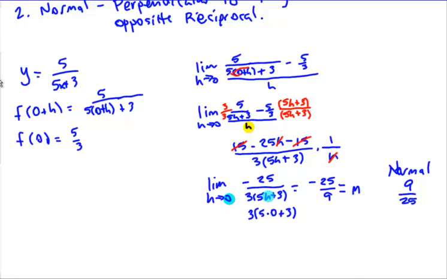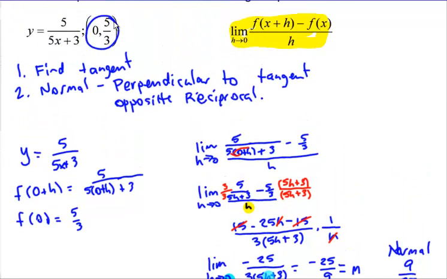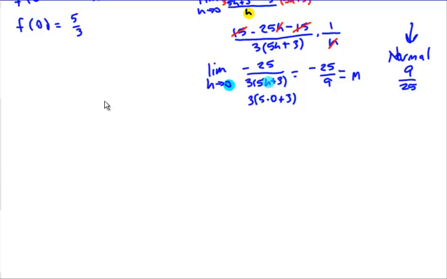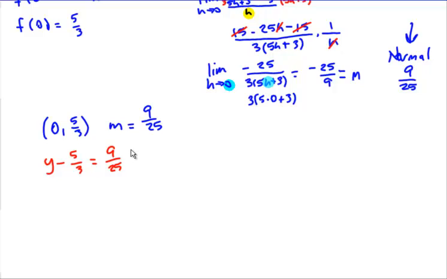Now, I've got a point, and I've got a slope. So at the point 0, 5/3, with a slope of 9/25, I can write the equation of my line. y minus 5/3 equals 9/25 times x minus 0. Or, if you want to clean that up, y equals 9/25 x plus 5/3.